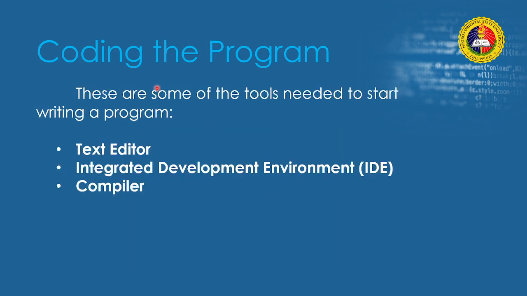So to code a program, here are some of the tools that we'll be needing to write a program. First, we'll be needing a text editor, an integrated development environment or IDE, and a compiler.